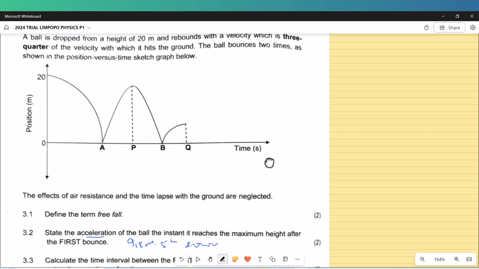Forget that. Our net acceleration is 9.8 meters per second squared downwards. Okay, next, question 3.3.